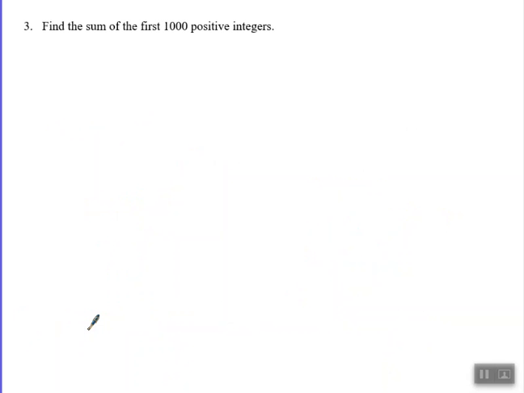Next, I want you to find the sum of the first 1,000 positive integers. So yes, you could take a calculator and start adding 1 plus 2 plus 3 plus 4 and continue all the way to 1,000 and see what you get. But that's going to take a while, and there's a pretty good chance that you'll make a small mistake somewhere. So let's think about this the way that Gauss thought about this.